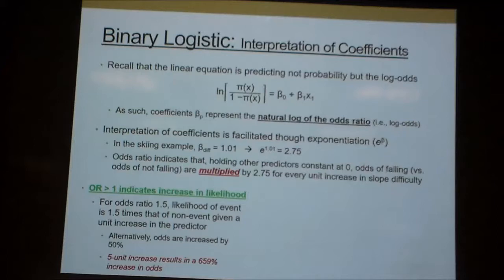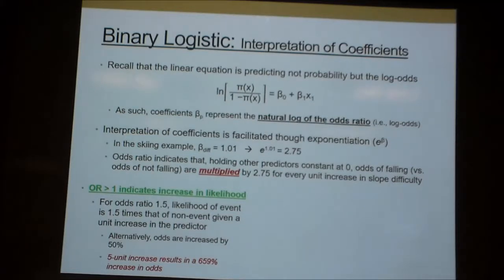But as our odds ratios become greater than 1, we would say we see an increase in the likelihood of our outcome. So for an odds ratio of 1.5, we'd say the likelihood of an event is 1.5 times that of a non-event, given a unit increase in our predictor.